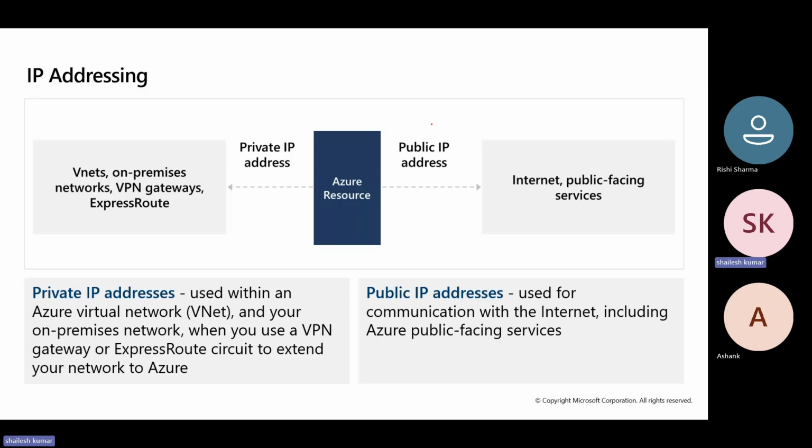So any VM, you can assign private and public. Private IP address is compulsory. You can't remove private IP address from your VM. Public IP address is optional. If you want, you can use. If you don't want, you can remove public IP from VM.